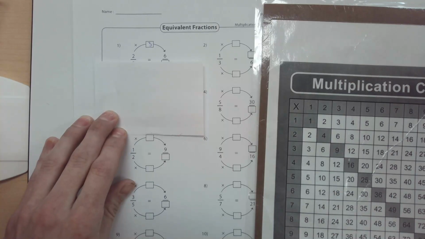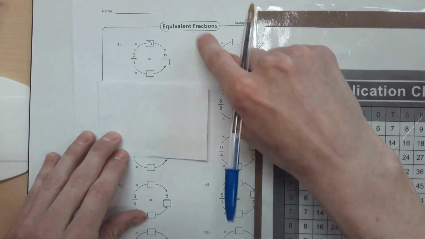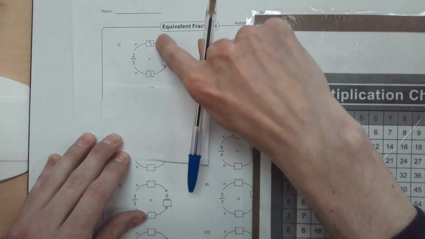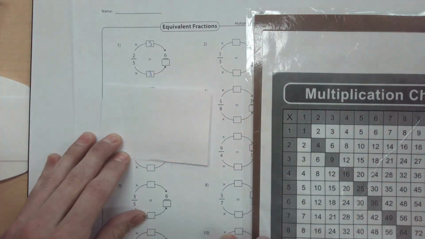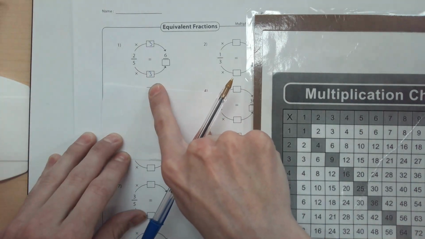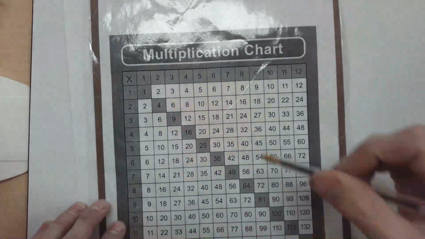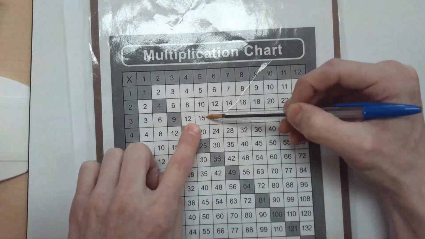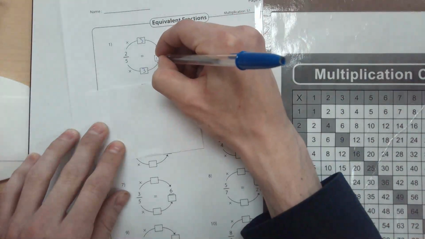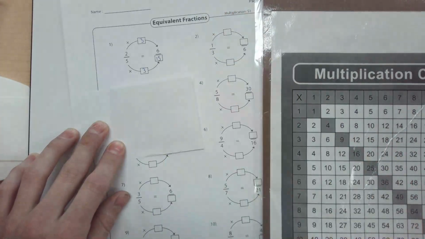Here's the rule with equivalent fractions. Whatever number you write here, you are also going to have to write it right below. Okay? These numbers have to be the same. And now we can complete our fraction. What is 5 times 3 equal? I'm going to pull up my multiplication chart. 5 times 3 is 15. 2 over 5 is the same as 6 over 15.